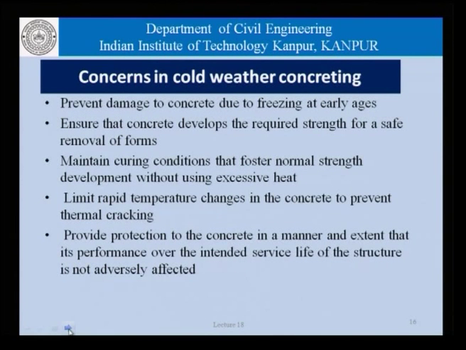As far as our concerns in cold weather concreting, we need to ensure that we have appropriate damage control to prevent the concrete from freezing at early ages. We need to ensure that concrete develops the required strength for a safe removal of formworks. We need to maintain curing conditions that foster normal strength development without excessive heat being used from outside. We need to limit the rapid temperature changes in the concrete to prevent thermal cracking. We need to provide protection to the concrete in a manner and extent that its performance over the intended service life is not adversely affected.